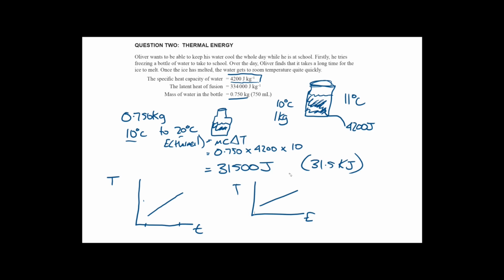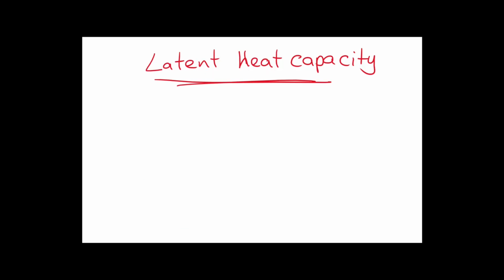All right. Okay. Now we get to the topic that really confuses a lot of students. Now we get to the topic of latent heat capacity. Latent heat capacity is different from specific heat capacity. Latent heat capacity is given by this formula: E thermal equals mL. L is the latent heat capacity, m is the mass.